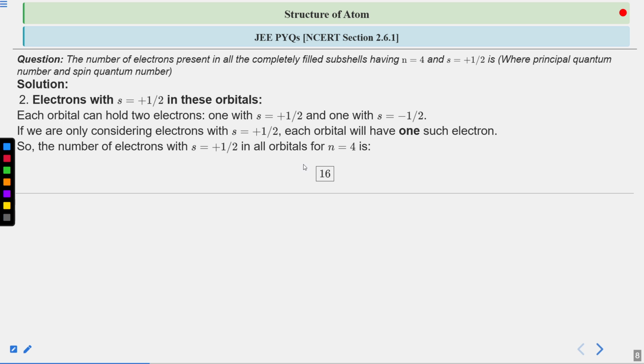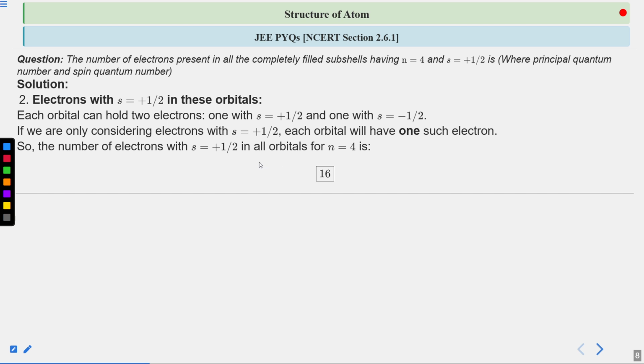Now each orbital can contain 2 electrons. That means if you have to find the number of electrons in n equals 4 subshells, you can say that will be 16 times 2, because each orbital contains 2 electrons, right? There are 16 orbitals, so one orbital contains 2 electrons. That means the total number of electrons in the 16 orbitals will be 16 times 2.